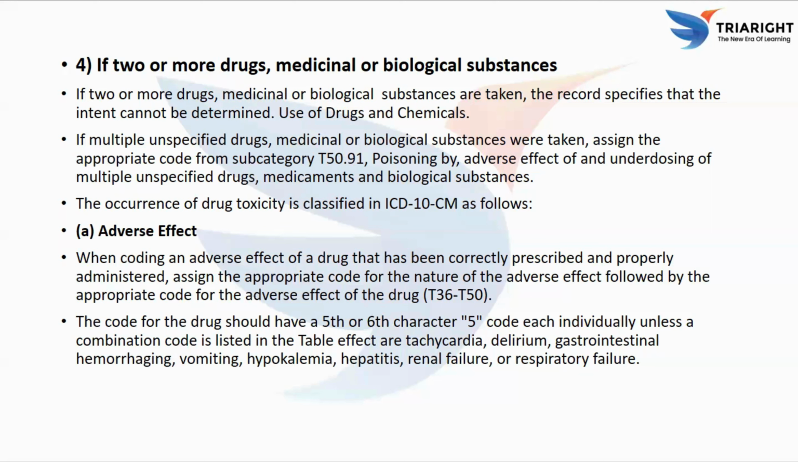Multiple unspecified drugs taken. How do you code in such cases? If more than one drug or substance was taken and the drugs are unspecified, how do you assign the code? You have to assign the code from subcategory T50.91. T50.91 denotes poisoning by, adverse effect of and underdosing of multiple unspecified drugs, medicaments and biological substances. You have to use T50.91 only when individual drugs cannot be identified and documentation clearly states multiple substances.